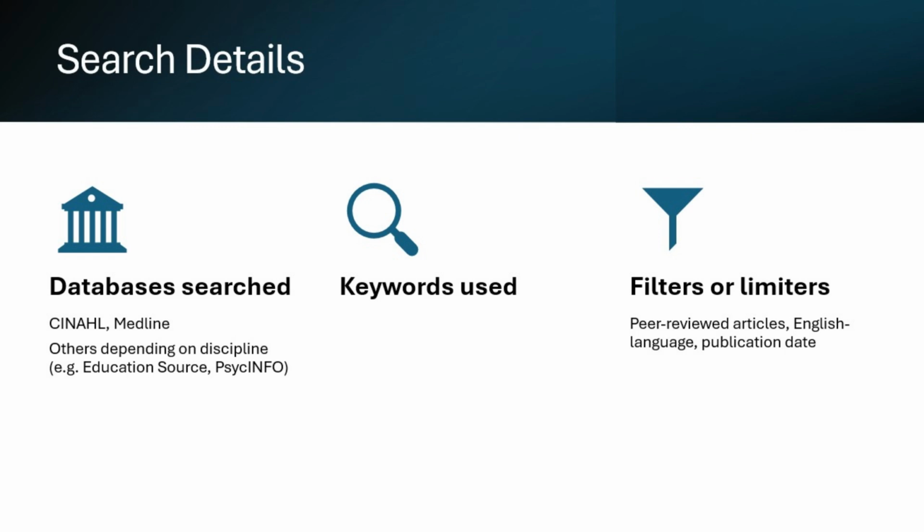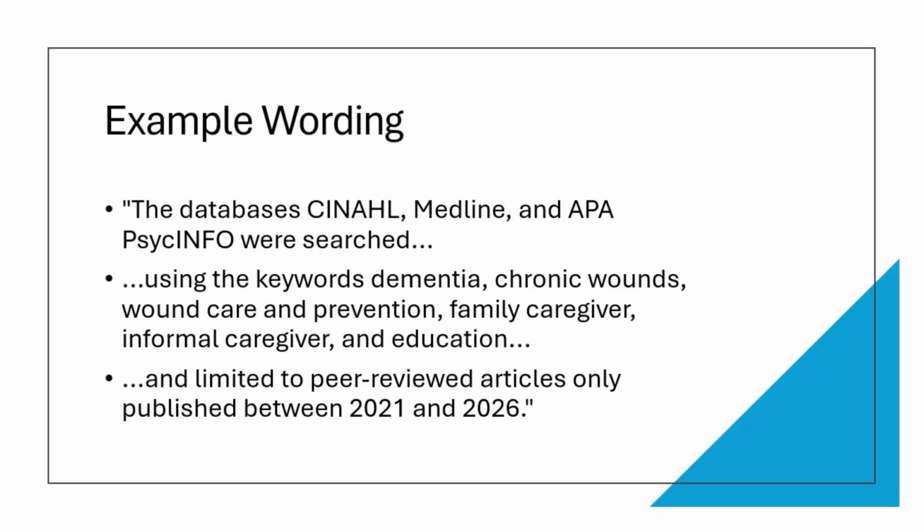For our example project, I would probably use Education Source since I'm looking at an educational intervention, and I might want to use sources that talk about adult learning theory. You will also need to list the search terms you tried. This can be a single sentence. In our example, it might be something like, keywords searched included dementia, chronic wounds, wound care and prevention, family caregiver, informal caregiver, and education. You'll also need to report any filters or limiters you put on the search, such as English language, peer-reviewed only, and publication date range.